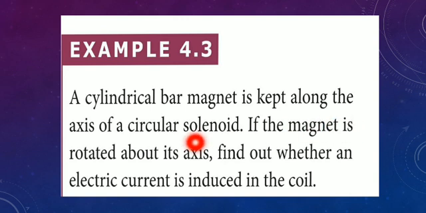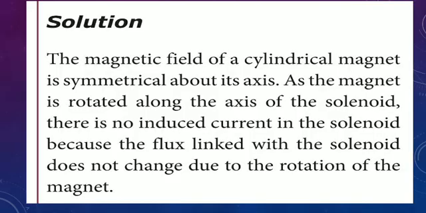If the magnet is rotated about its axis, find out whether an electric current is induced in the coil. So we have to find out whether there is any induced current in the coil. Students, see the solution. Because this is a theoretical one, there is no data, therefore this solution is enough.